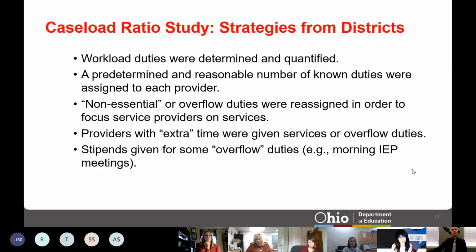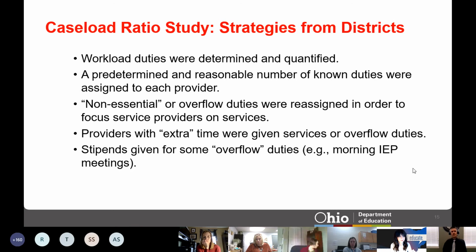In looking at what the districts were able to achieve, one theme throughout was that they had to determine what the workload duties were for the service providers. We do a lot of stuff. Sometimes we don't think about it, like, wow, I spent a lot of time just following up with a parent about a screening, or it didn't occur to me that I spent as much time as I did doing Medicaid billing. So the districts determined what their workload was, and then they quantified how much time it took to do those various workload duties. And of course, the workload duties differed based on the service provider.